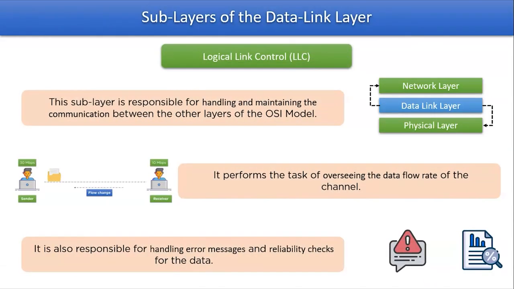Now, let's take a look at some points related to each of the sublayers. The first one, which is logical link control. This sublayer is responsible for handling and maintaining the communication between the other layers of the OSI model. This layer also performs the task of overseeing the data flow rate of the channel. Lastly, it is also responsible for handling error messages and reliability checks for the data.